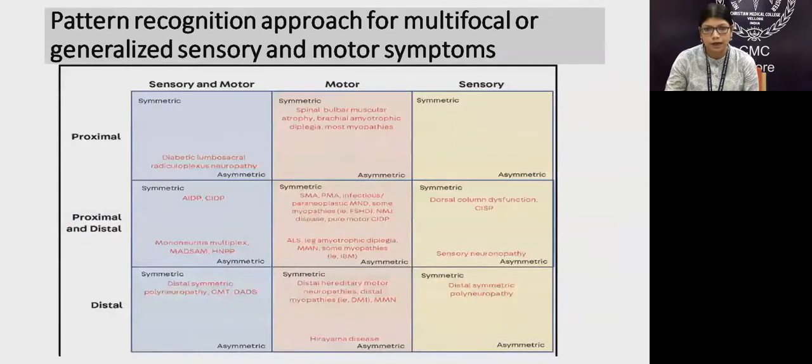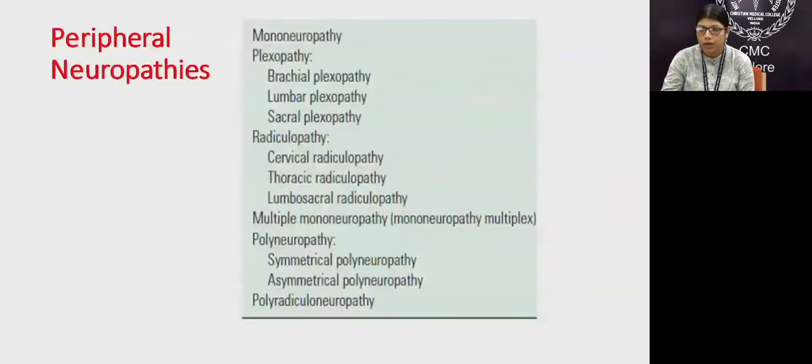The same 10 patterns can be easily put into a 3 by 3 table, with symmetric and asymmetric presentation, with proximal, distal, with sensory and motor involvement, and can be worked out in this. This will be an easy slide to remember, to figure out the pattern of neuropathic disorders and their various etiologies. Now, immune mediated neuropathies can present as a mononeuropathy, plexopathy, radiculopathy, mononeuritis multiplex. They can present as a symmetrical or asymmetrical polyneuropathy, that means multiple nerve involvement, or as a polyradiculoneuropathy.